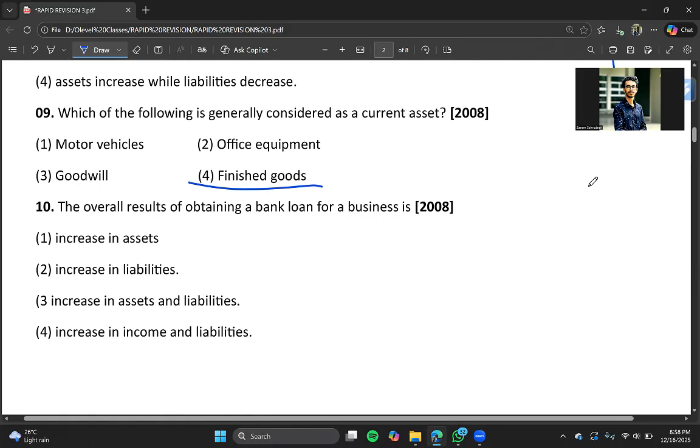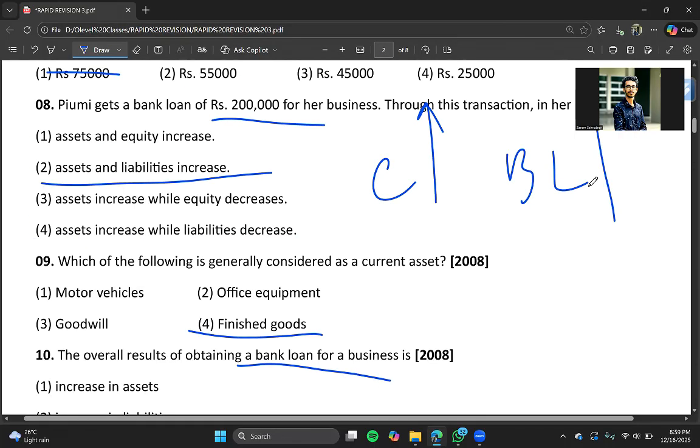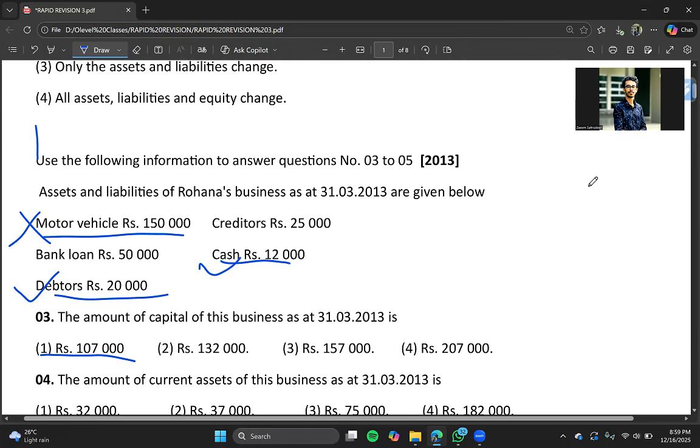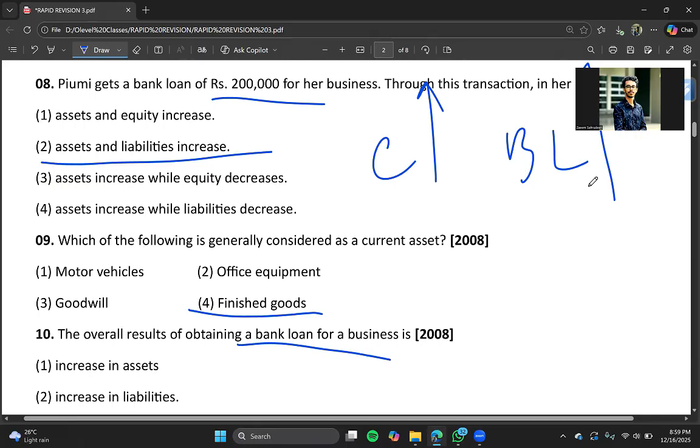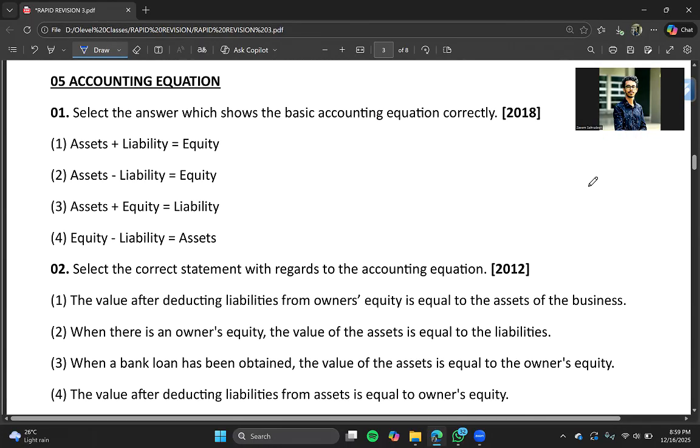Number 10. The overall result of obtaining a bank loan for a business is that both the assets and the liabilities will increase. Those are the questions related to the first lesson that we discussed, the introduction to accounting. Then we'll see the questions for the accounting equation.